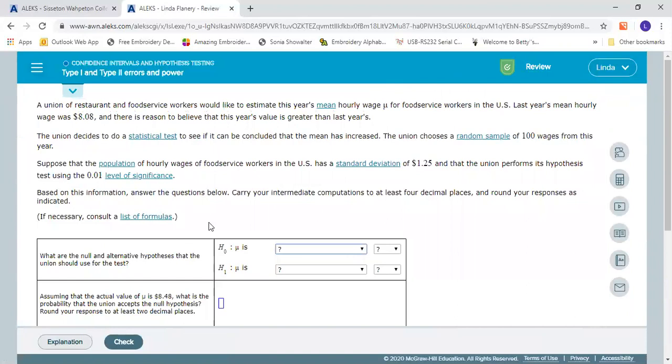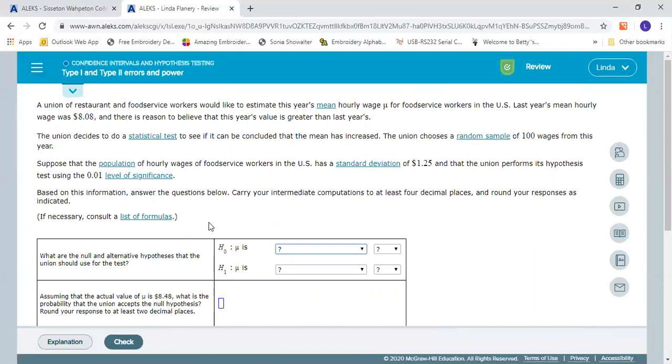It says a union of restaurant and food service workers would like to estimate this year's mean hourly wage for food service workers in the U.S. Last year's mean hourly wage was $8.08. There is reason to believe that this year's value is greater than last year's. The union decides to do a statistical test to see if it can be concluded that the mean has increased.